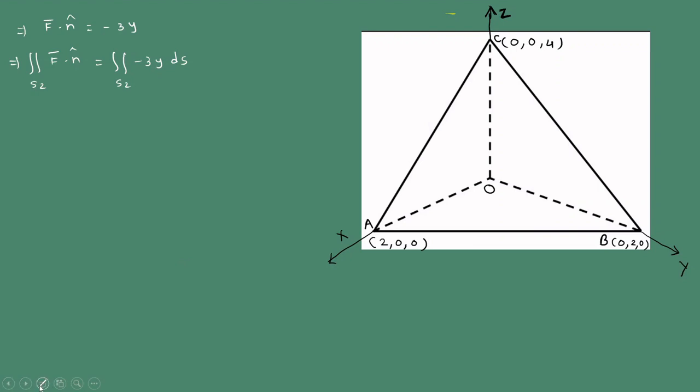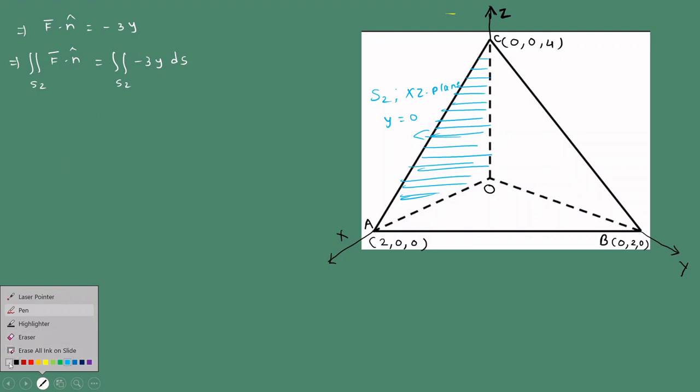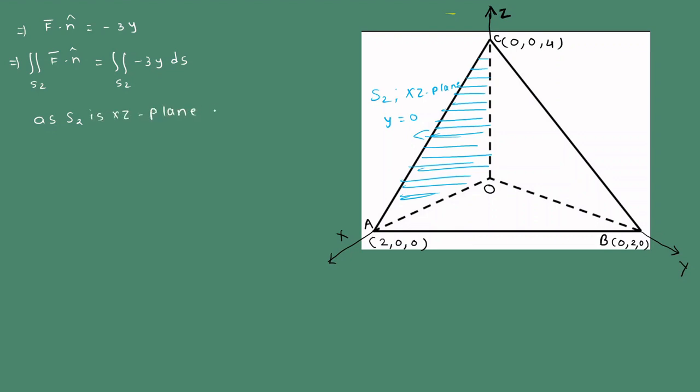Now, what is S2 here basically? S2 is this triangle. This is our S2. And S2 is, first of all, the XZ plane. That means y is equal to 0. So we can write it here as S2 is the XZ plane, that means y is equal to 0. So the integral over S2 of f bar dot n cap ds equals the integral over S2 of minus 3 times y, whose value is 0, ds, and it is 0. So double integration over S2 of f bar dot n cap ds is 0.